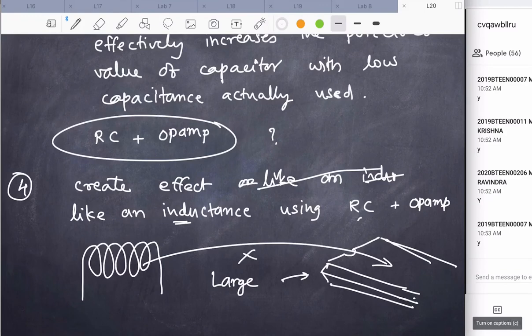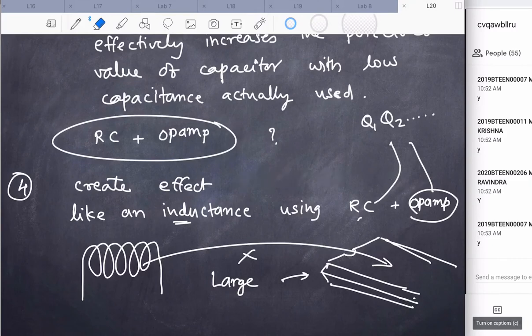So, what people do is use an op amp, because the op amp is composed of transistors Q1, Q2, Q3, Q4, Q10 like that, and small value C can be created, and R also can be created on chip.